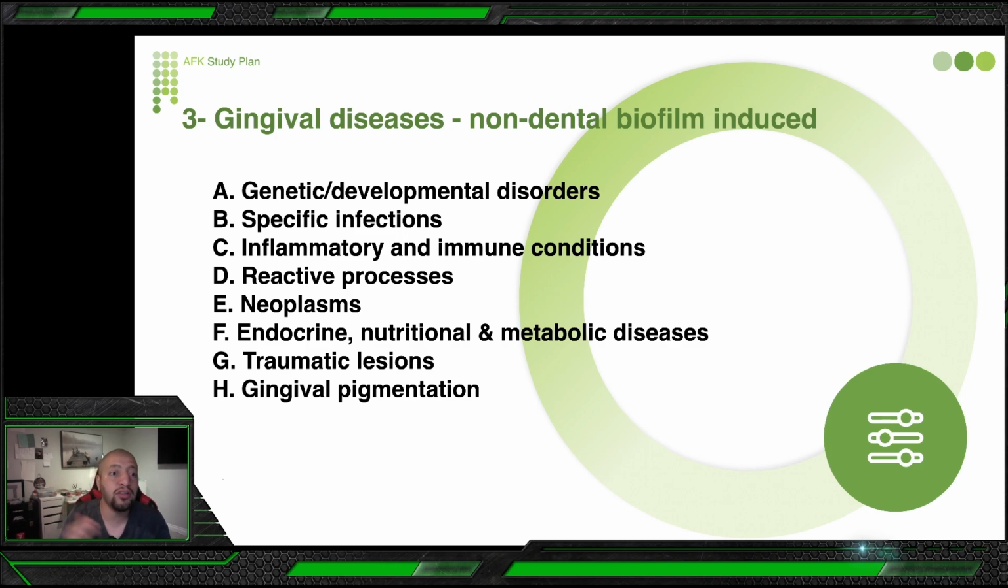It has other factors leading to gingivitis, leading to inflammation in gingiva and bleeding, which include genetic or developmental disorder, specific infection, inflammatory and immune condition, reactive processes, neoplasm, endocrine, nutritional and metabolic disease, traumatic lesion, gingival pigmentation. So the bottom line here, this condition has nothing to do with plaque control. So if your patient has lichen planus, lichenoid reaction, or erythema multiforme, it has nothing to do with plaque control. You should think about different stuff. So this is a different category between them.